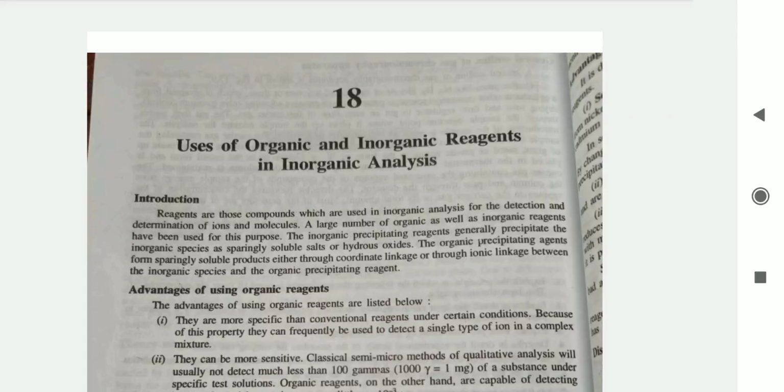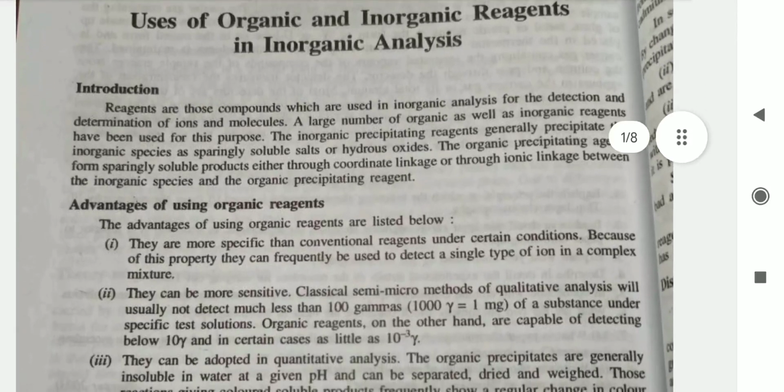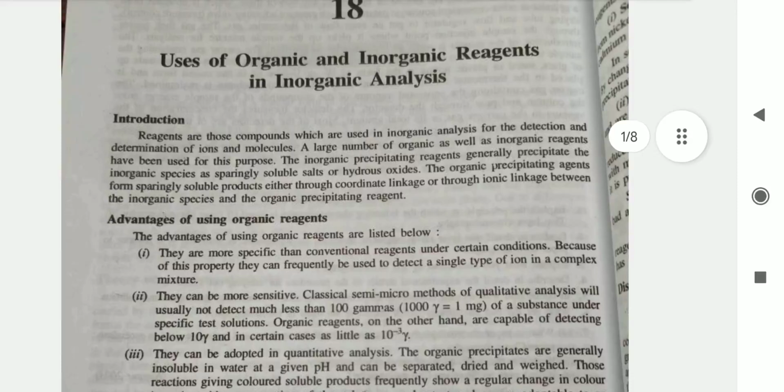Today, we are going to read the topic Uses of Organic and Inorganic Reagents in Inorganic Analysis. Introduction. Reagents are those compounds which are used in inorganic analysis for the detection and determination of ions in molecules. A large number of organic as well as inorganic reagents have been used for this purpose. The inorganic precipitating reagents generally precipitate the inorganic species as sparingly soluble salts or hydrous oxides.